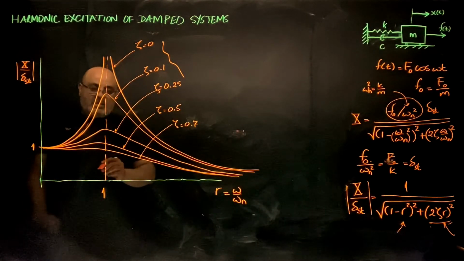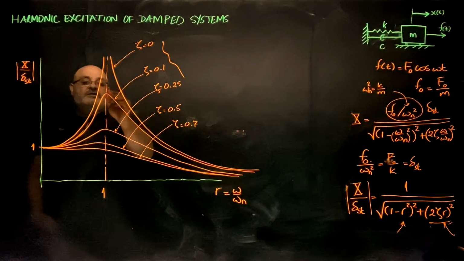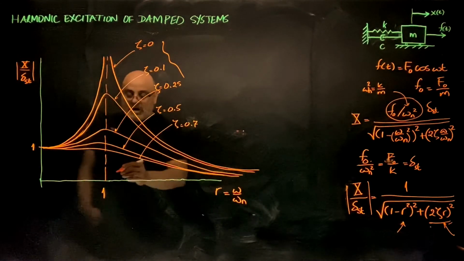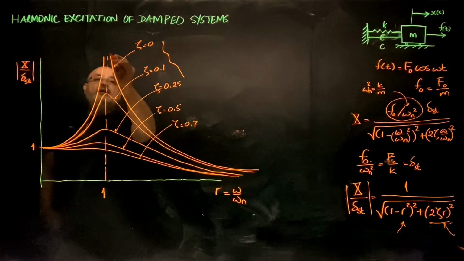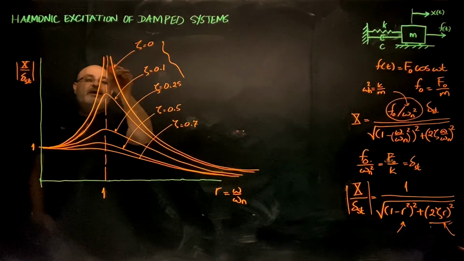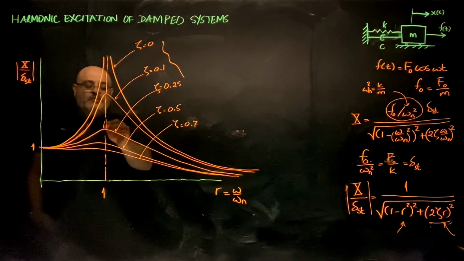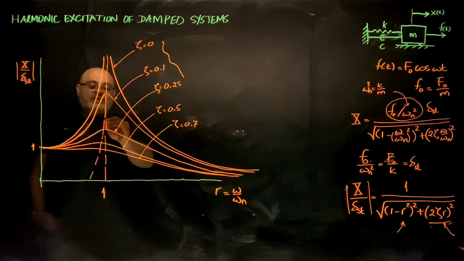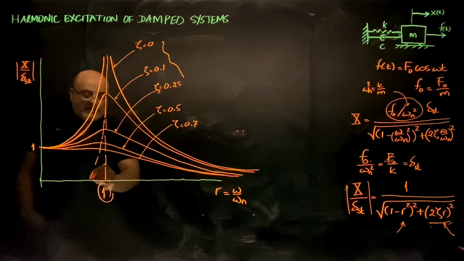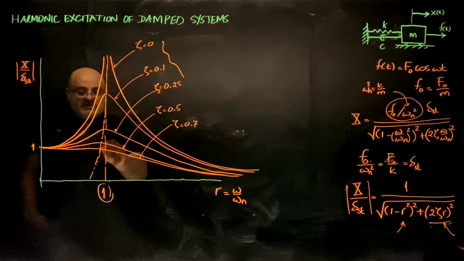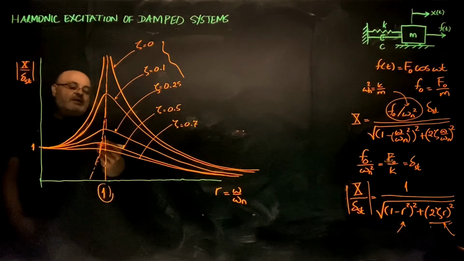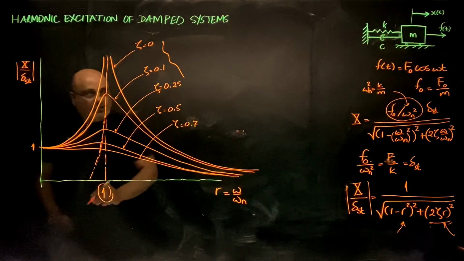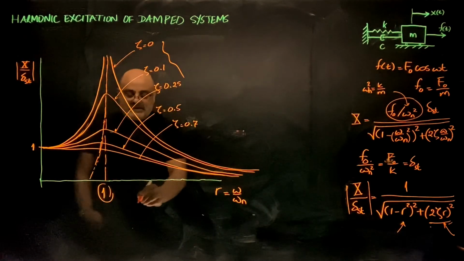And one other issue is that this peak, the maximum, does not always happen at 1 in the case of damping. It starts at 1 when zeta is 0 and shifts slightly to the left. The peaks do not always occur at 1, they're near 1, but as the damping increases, there's a shift in the position of the peak, but it's still near 1. That's where the resonance happens.